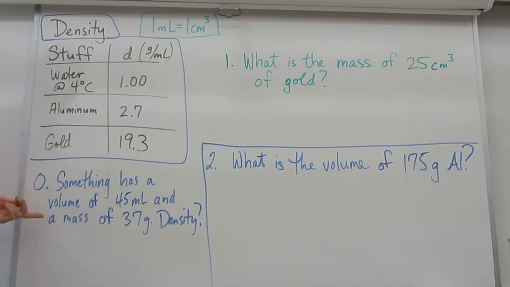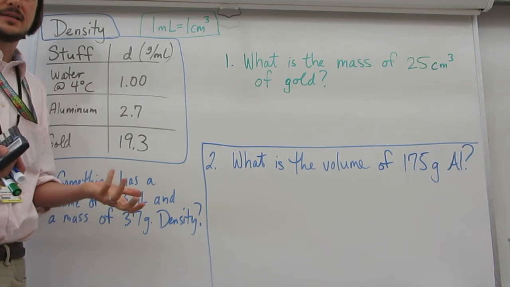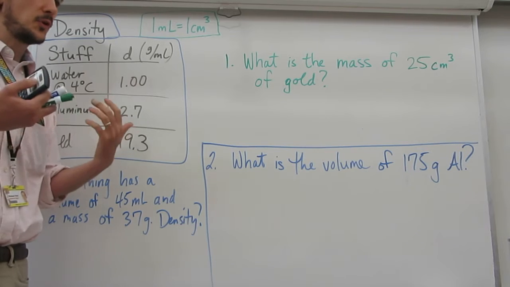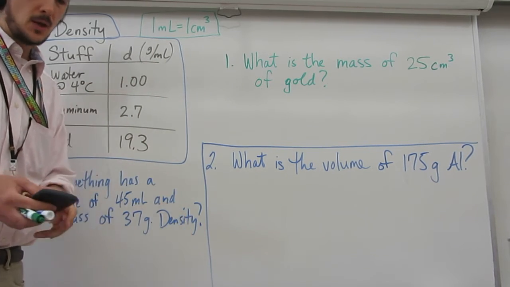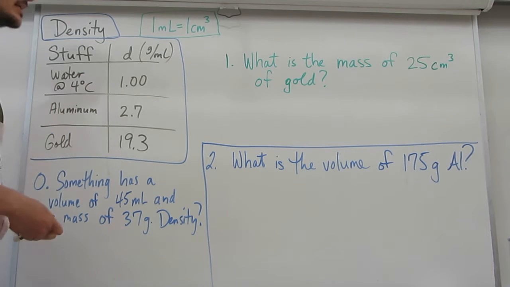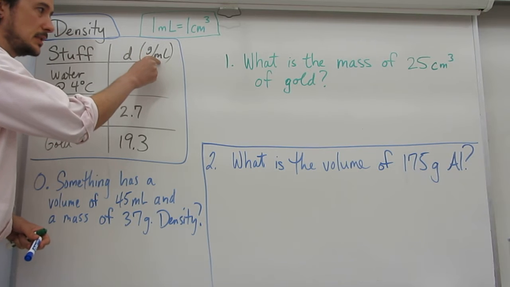All right, so I have three questions, starting with number 0. Number 0 is just calculating a density. You've heard the formula before: density equals mass over volume. What I'd like you to consider when you do problems is to think about the units. The unit of density is grams per milliliter.